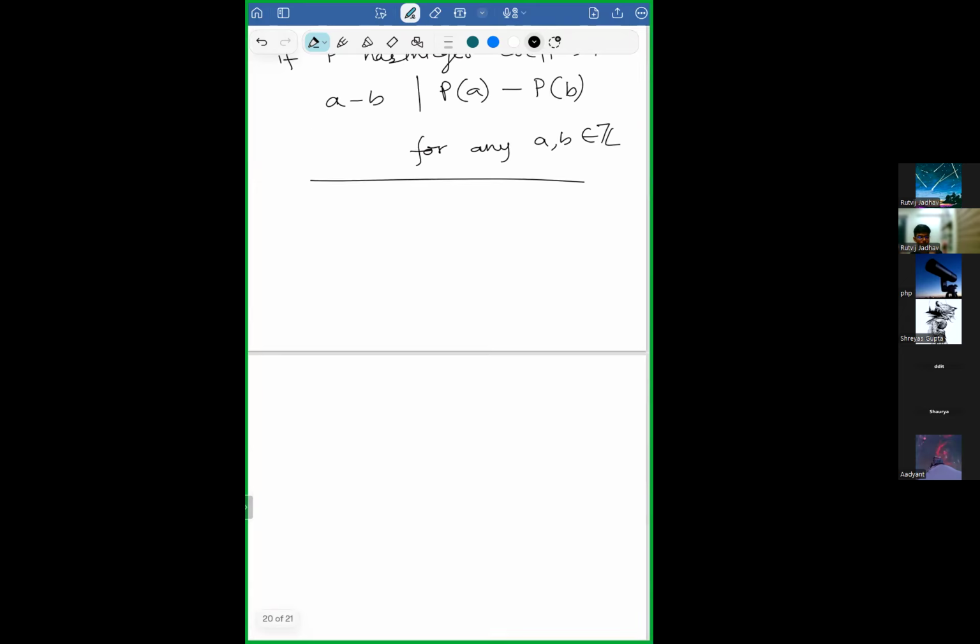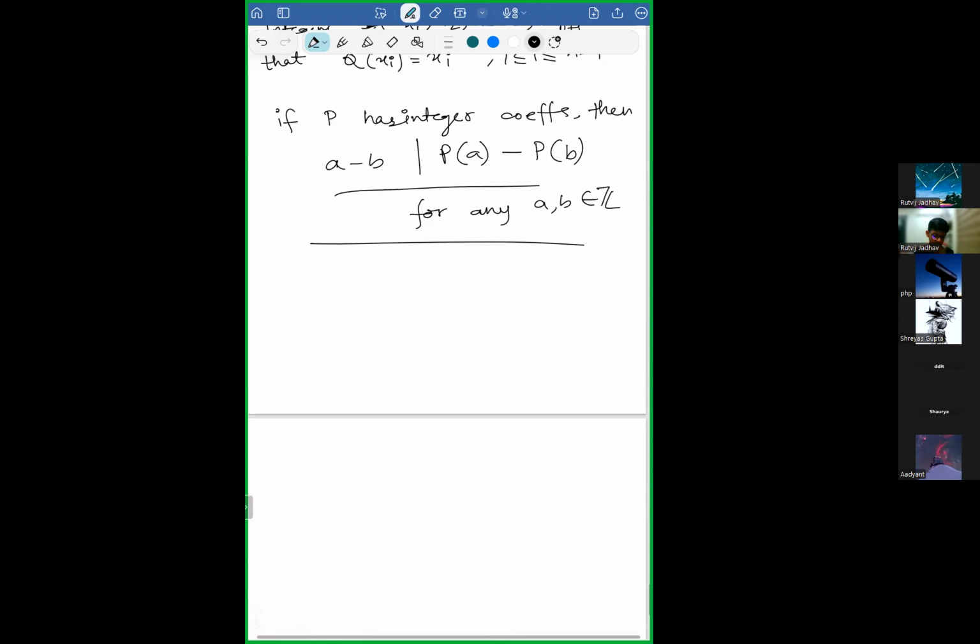Anyone, anything? So from this, what we can see is that xi minus xj divides p of xi minus p of xj. Can someone proceed from here? What does this motivate you to do? You know that q of x is p of x applied k times. I would write that as p raised to k of x. This basically means that p appears k times.